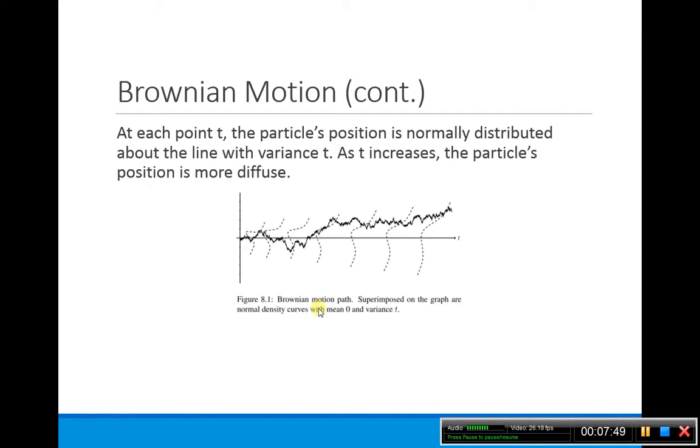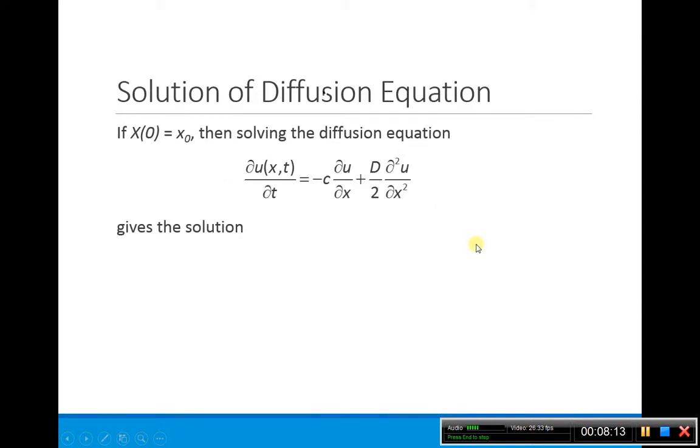And so it can be thought of as the motion of a particle which diffuses along some line. This is one visual of the Brownian motion. At each point t, the particle's position is normally distributed. Here, normal density curves are superimposed. So we can think about this as the particle's position is normally distributed about the line with some variance t. And the variance gets greater as t increases.